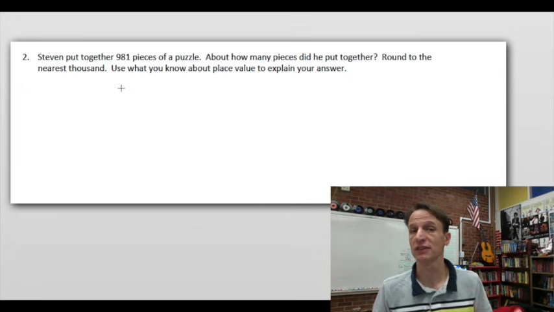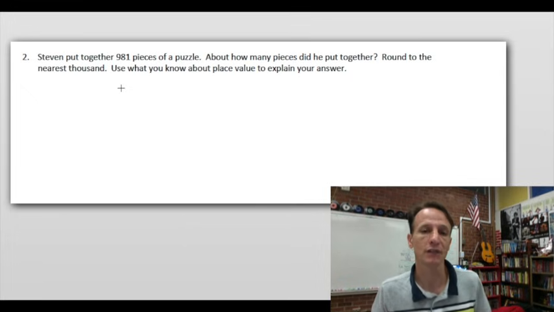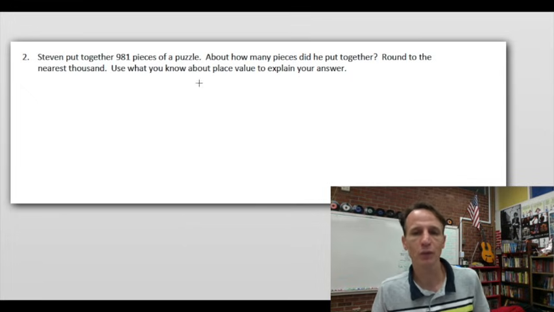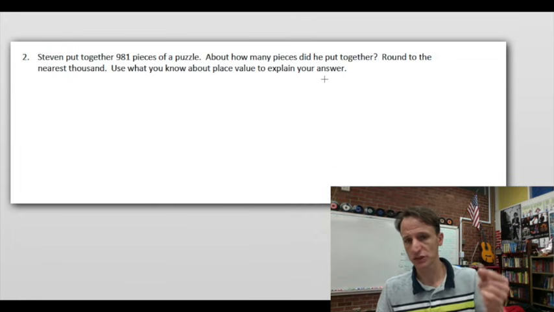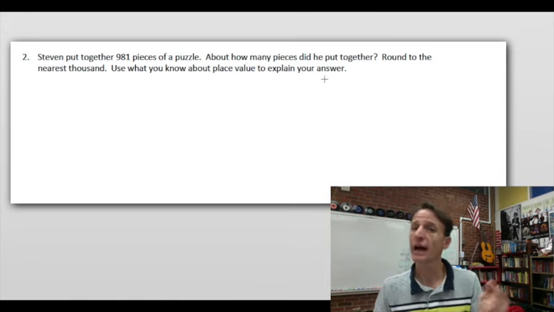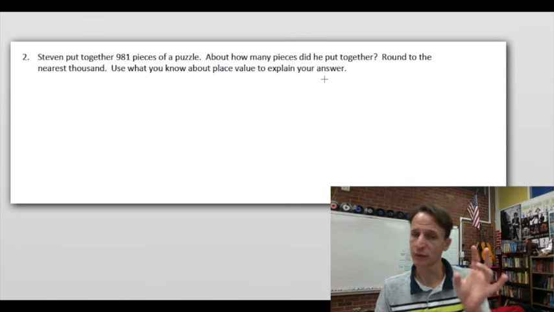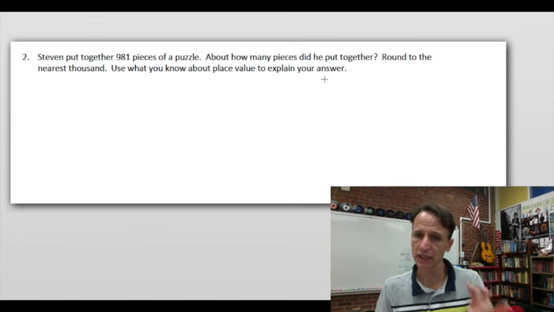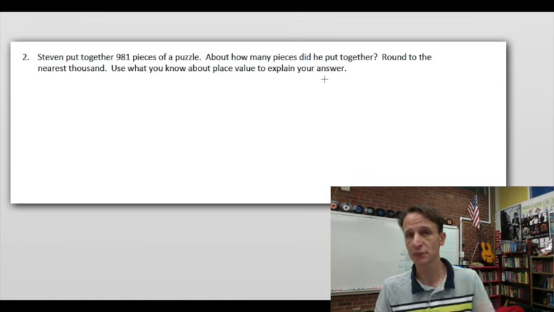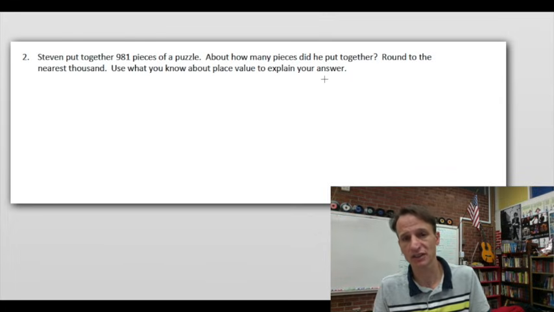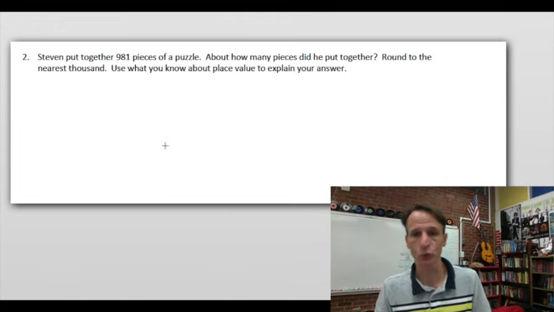Well, that's good. They give us specific instructions here of how to round. Use what you know about place value to explain your answer. So we have to answer the question about how many pieces. How do we do that? By rounding to the nearest thousand. And then we have a second part where we need to explain our answer. So if you just write a number here, you did only a third of it, because we need to see the rounding as well.